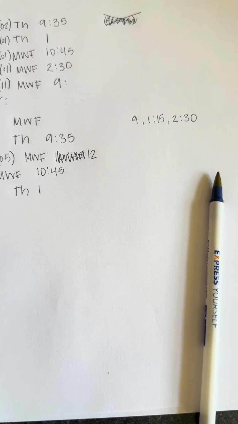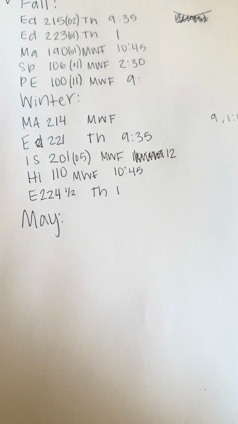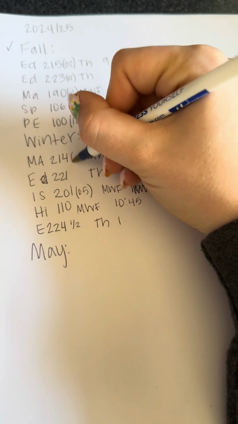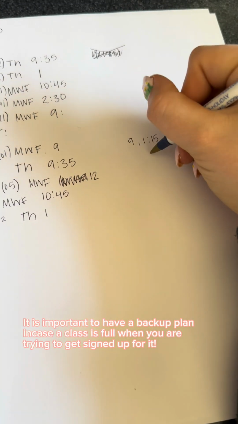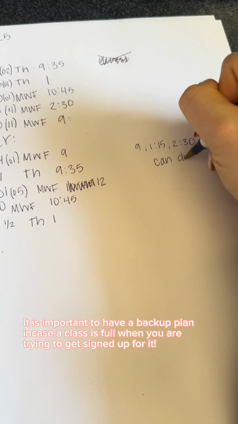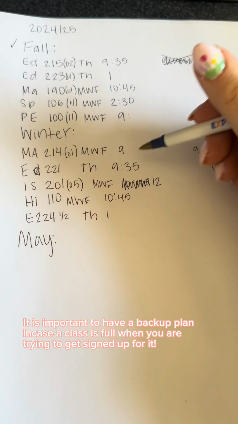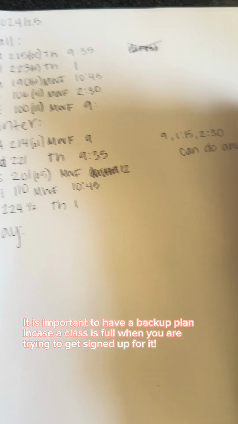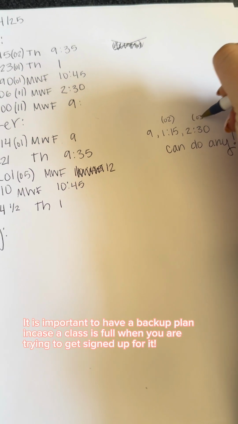So I'm going to choose the 9 a.m. one. 9 a.m. works best for me. So I'm going to choose the 9 a.m., which would be the 01. But I'm going to write over here for myself that I can do any of them, in the off chance that when I go to sign up, if this 01 is full, I know that I can do 02 or 03.